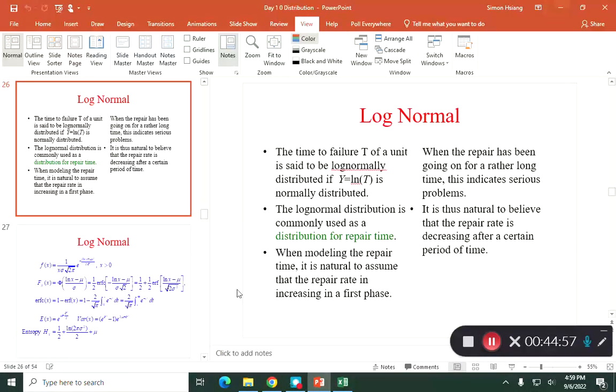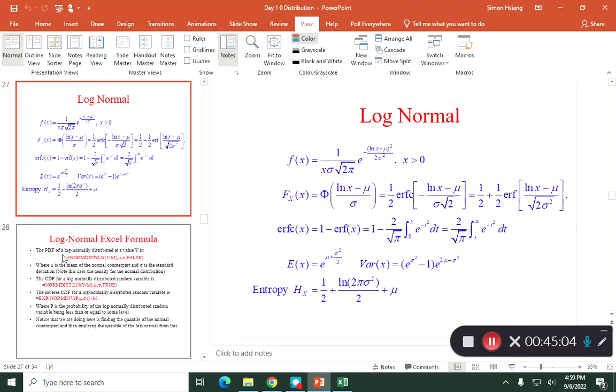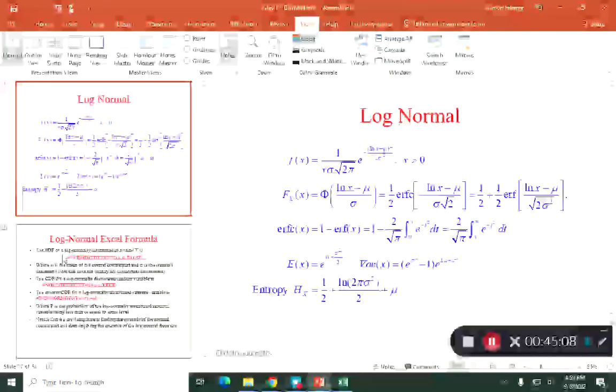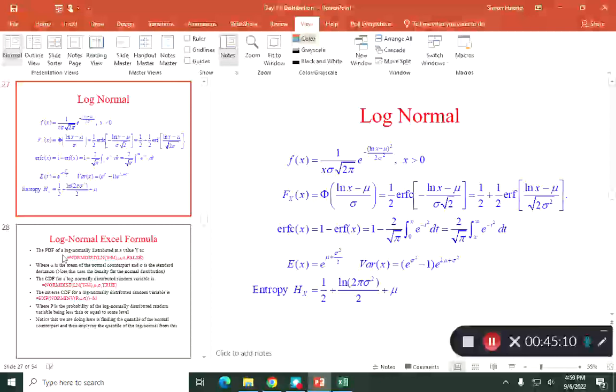So the next example is called log normal distribution. Log normal distribution is not normal distribution, but once you take the time, or whatever you're measuring, with a log, it becomes normal distribution.